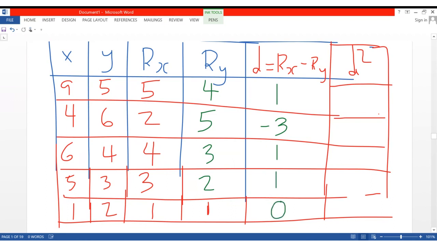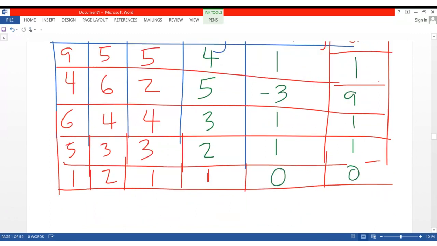We shall square. When you square 1, you get 1. When you square negative 3, you get 9. When you square 1, you get 1. When you square 1, you get 1. When you square 0, you get 0. So we need this summation here, the summation of D squared.